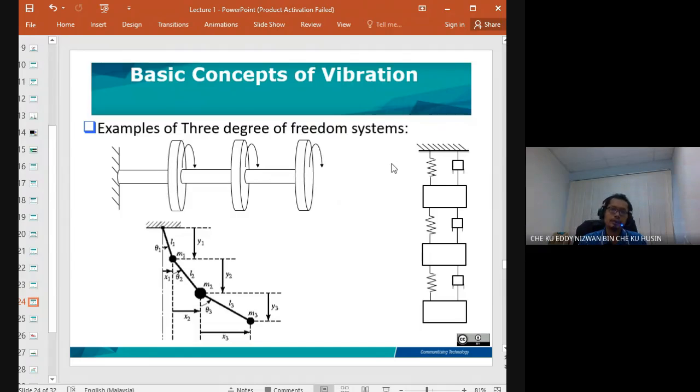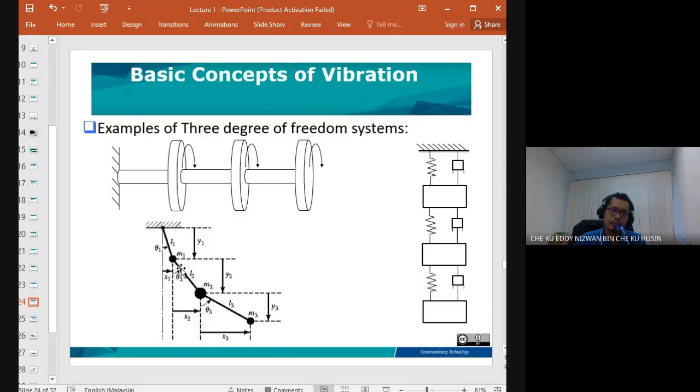Okay, so this is a 3 degree of freedom system. The same goes as with 2 degrees, so just add another torsional element and also another mass. This pendulum system can also be defined as a 3 degree of freedom system because it has 3 masses.